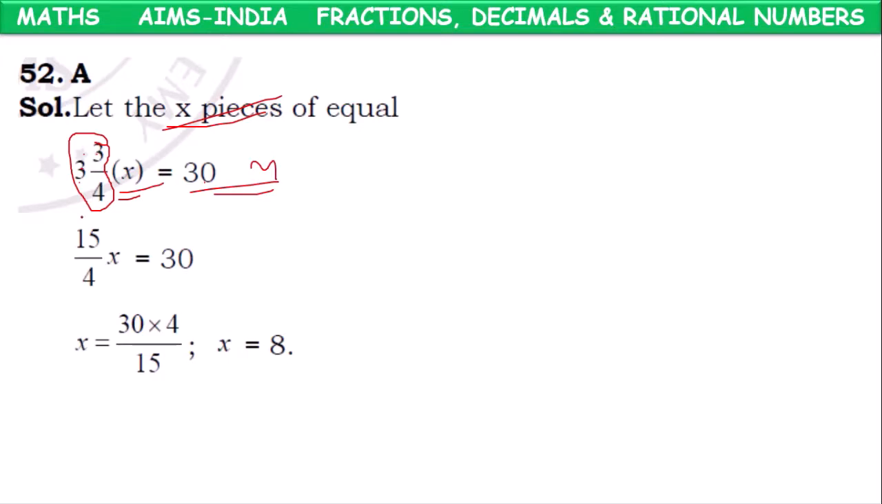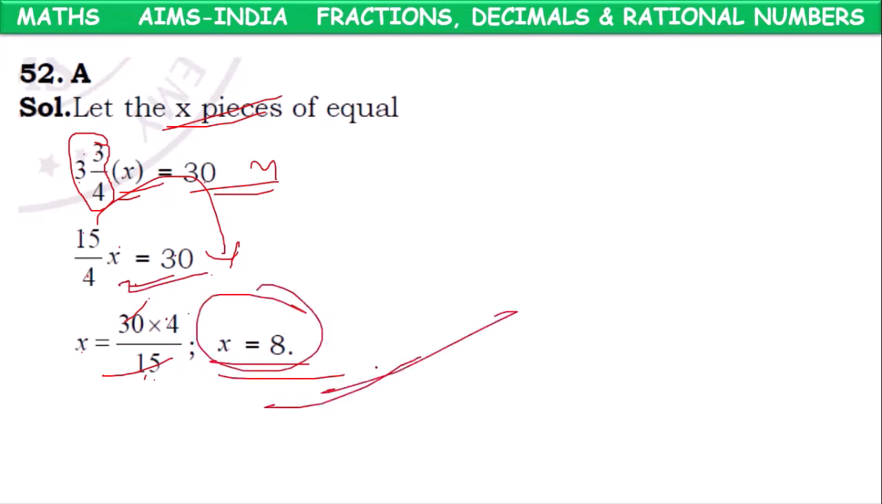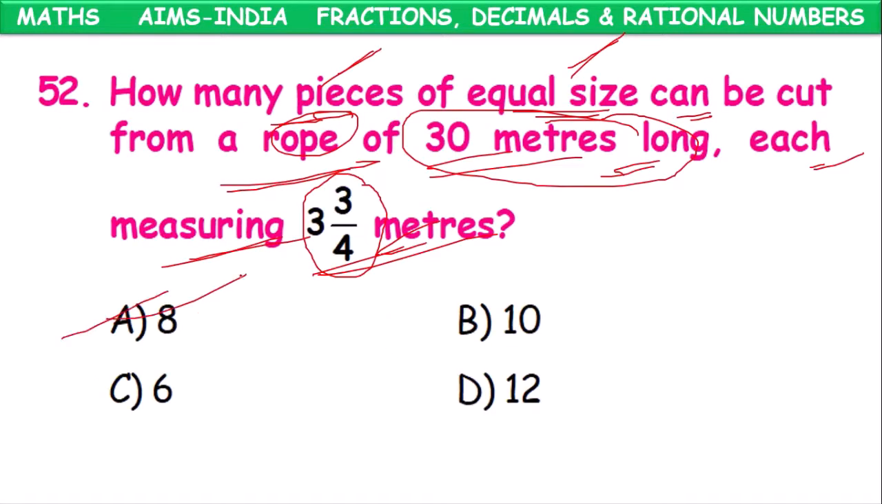4 3 times 12 plus 3, 15 by 4, x equals 30. X equals 4 by 15. If it comes to the right hand side, it will interchange, numerator and denominator interchange. 4 by 15. 15 2 times 30. 2 4 times 8. X equals 8. So we can cut 8 pieces.